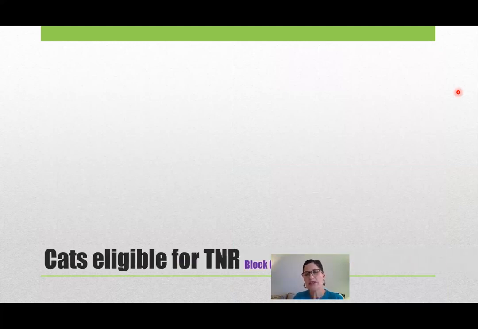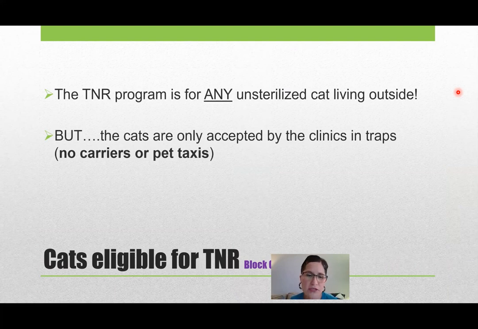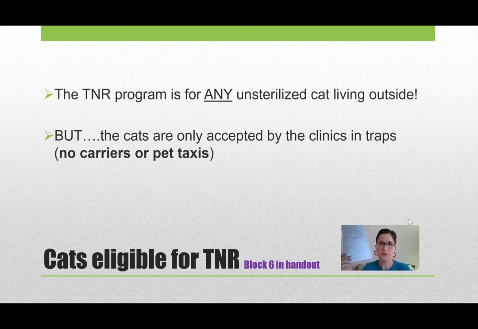So now that we know what TNR is and how it works, what cats are actually eligible for the TNR? And you'll notice it'll be in block 6 of your pamphlet. So that's going to be right here. So again, if you did sign up, if you did register for the course, then you got this downloaded as a PDF. No worries. If you didn't sign up yet, you'll register and then it'll get sent to you. Okay, so this is going to be in block 6. So the TNR program is for any unsterilized cat living outside. So that's any cat that has not been fixed.